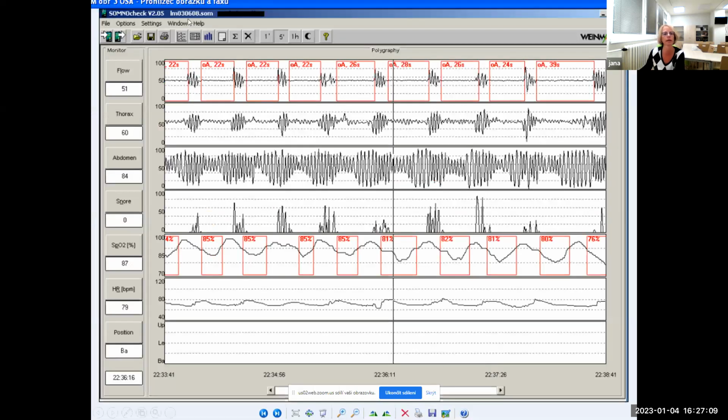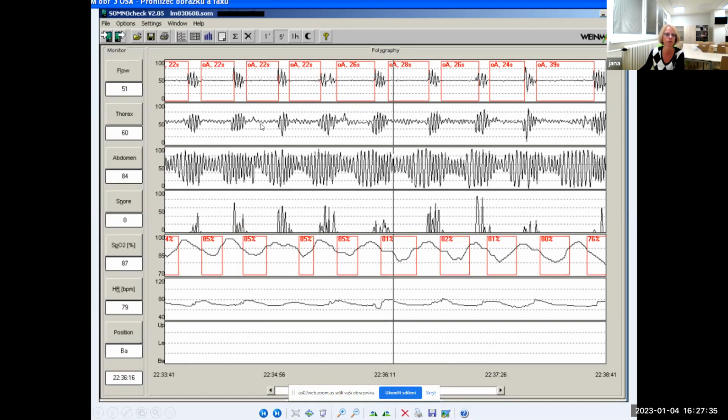Here I would like to show you how the record looks in polygraphy. This is flow, so you see the patient breathes, and then there is apnea, and you can see its length is 20 to 22 seconds. This window is 5 minutes. Then you have 25 seconds, 26 seconds, and so on.